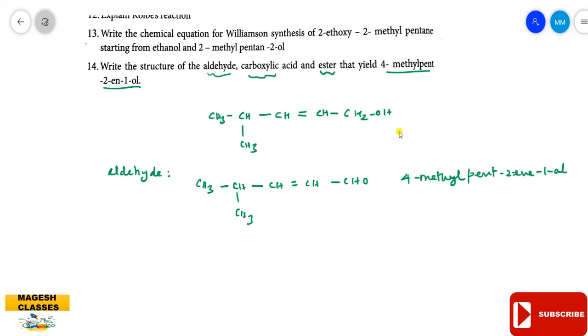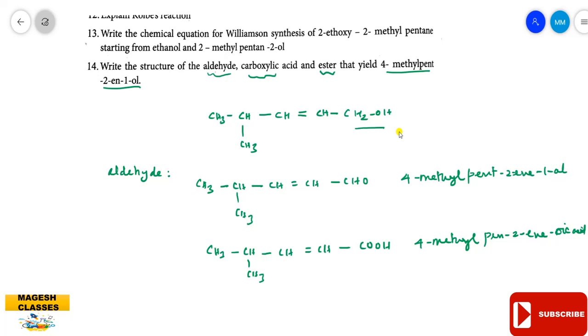And carboxylic acid. This CH2OH will be converted into COOH. The structure is CH3CH, CH, double bond CH. This is converted into COOH. The name of the compound is 4-methyl pent-2-en-1-oic acid, or it is oic acid. One is not given to the carboxylic acid.